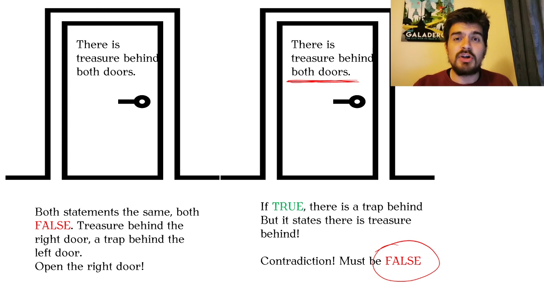And because we know that both statements are false, we can now determine where the treasure is, right? The treasure must be behind the right door, because behind this door, the treasure is here if the statement is false, and the trap is here if the statement is true. But this one is the opposite. The treasure is here if the statement is true, and the trap is here if the statement is false. We know both statements are the same, they're both false, so that means the trap is here and the treasure is here, right?